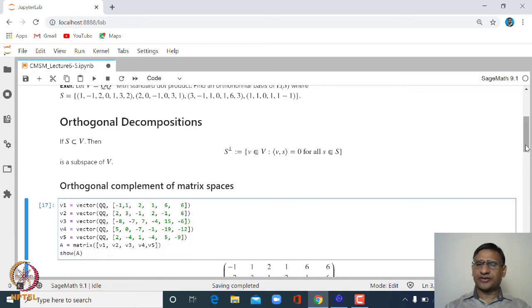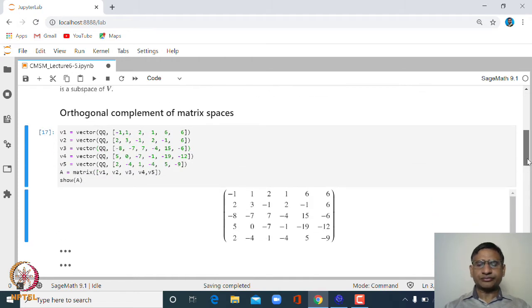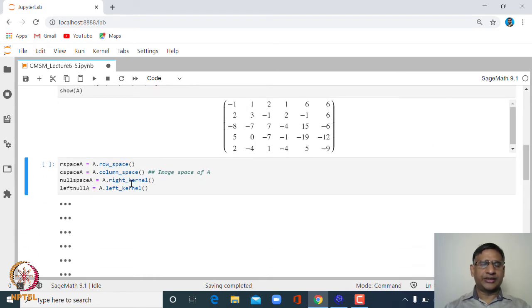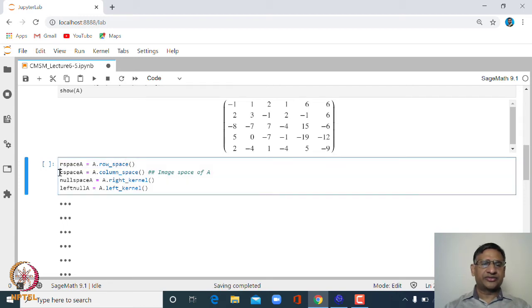So let us take this matrix, which is a 5 cross 6 matrix, and let us take the subspaces of this A, namely the row space. I am denoting this by R space A. C space A is the column space of A, it is the same as the image of A. Null space of A, which is obtained as A dot right kernel, and the left null space, which is obtained as A dot left kernel, which is nothing but the right kernel of A transpose, the null space of A transpose. So these are the subspaces.